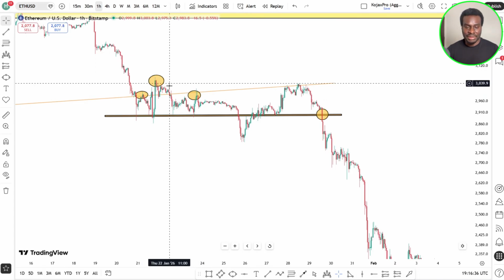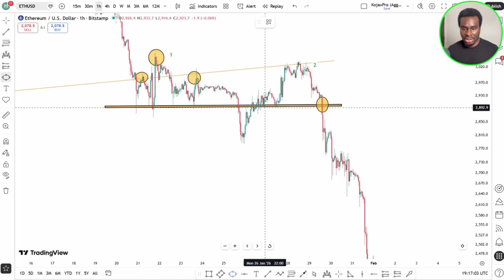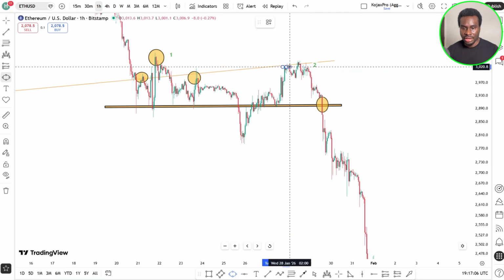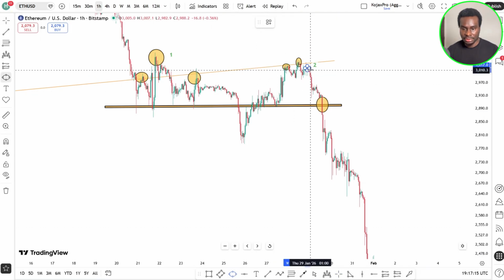Now, we've had a chart pattern here. So this is the first one. This is actually another chart pattern if you take a look at it closely, because this is also a left shoulder, the head, the right shoulder.